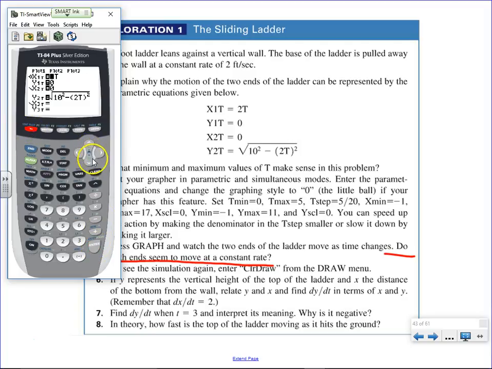Have you set the window, or did you already set it? I already set it. They gave me T min, T max, etc. Why are y1 and x2 0? Because you're graphing two different things at the same time. You're graphing the horizontal motion and the vertical motion separately. So then, look, you tell me, are they moving at the same rate?